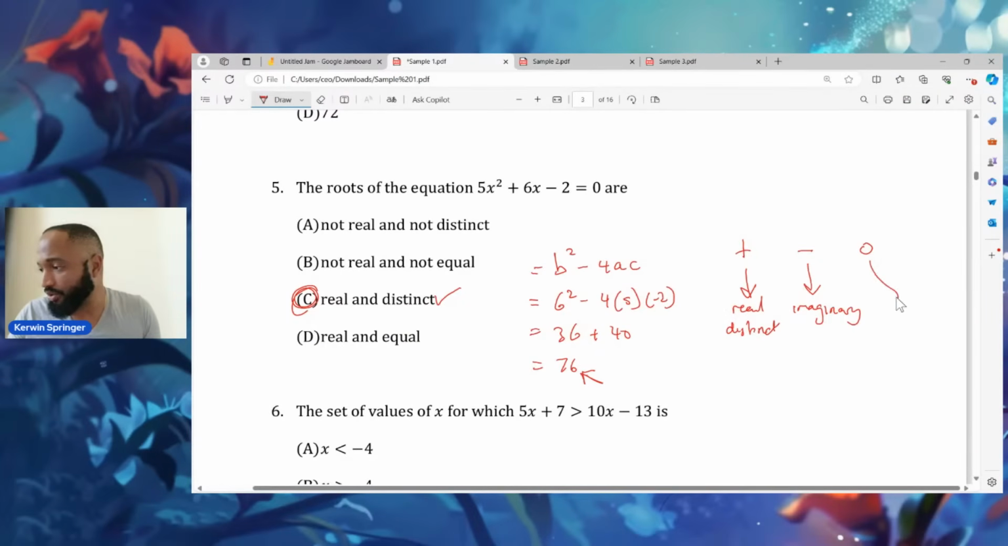And if this is 0, then it's real and equal, or repeated in some cases. They will put repeated. So 0 is the only exception where the roots would not be distinct. The roots are always distinct; distinct just means two different roots. All right, so that's enough knowledge, and I showed you the calculator way, and I showed you how to calculate it using this, which is called the discriminant.